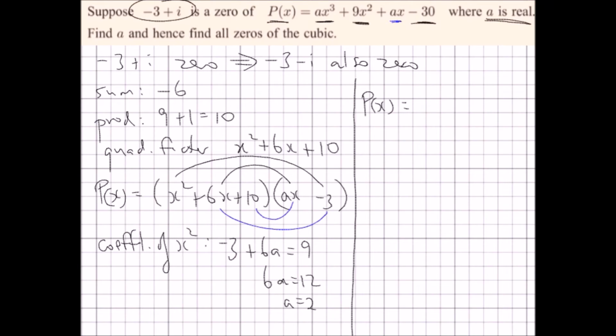So let's write p of x, replacing a with 2, which gives me those pair of factors. The question says find all the zeros, so I know that one pair of zeros are the conjugate pair, negative 3 plus or minus i, and then from this factor here, the zero would be negative, make it positive, 3 on 2. So they are your zeros.